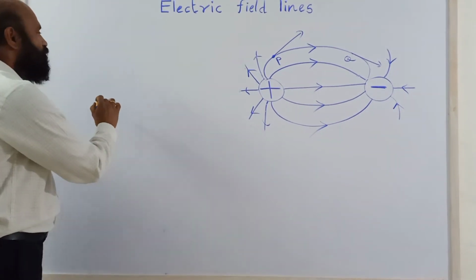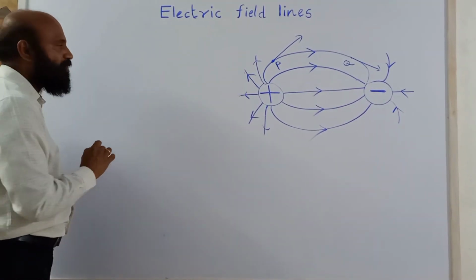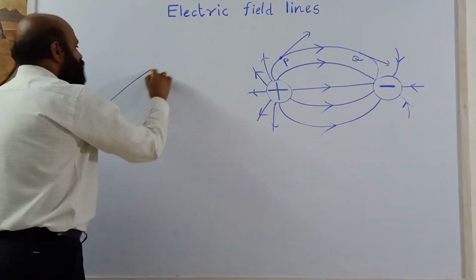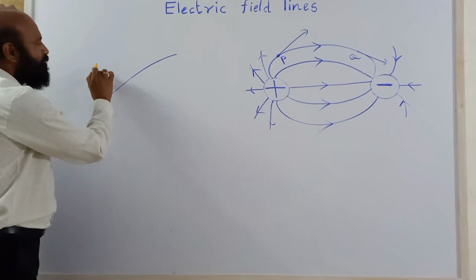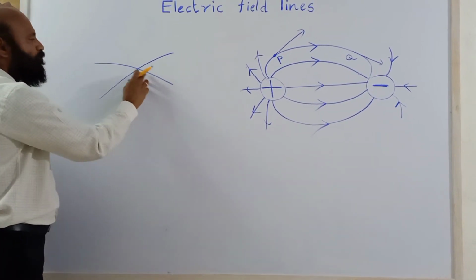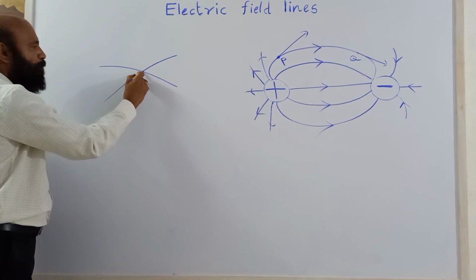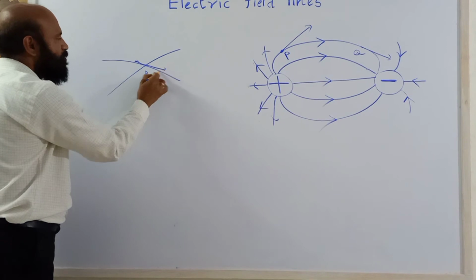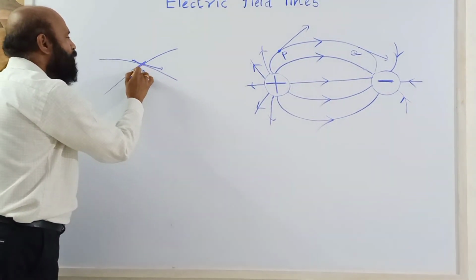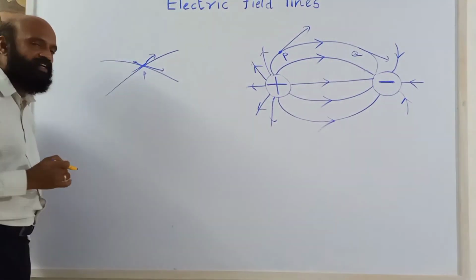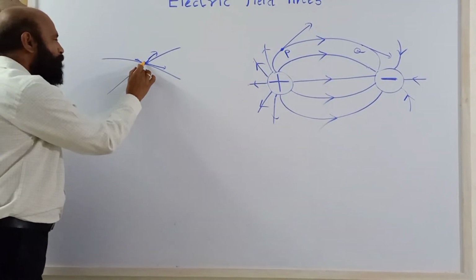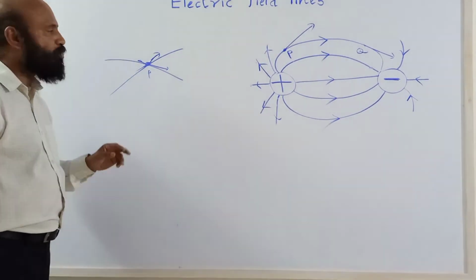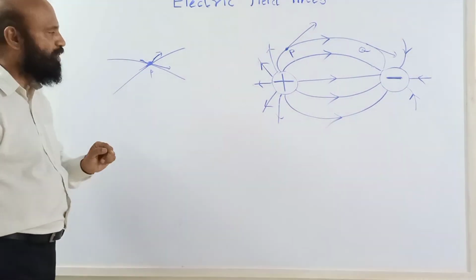The next point is electric field lines will never intersect. This line will never intersect this line. Let us see what will happen if they intersect. Suppose these two electric field lines are intersecting at a point P. At this point we can draw two tangents. That means at a particular point there will be two directions for the electric field. That means if you keep a charge at that point, it will move in two directions. That is not possible. The charge can move only in one direction.